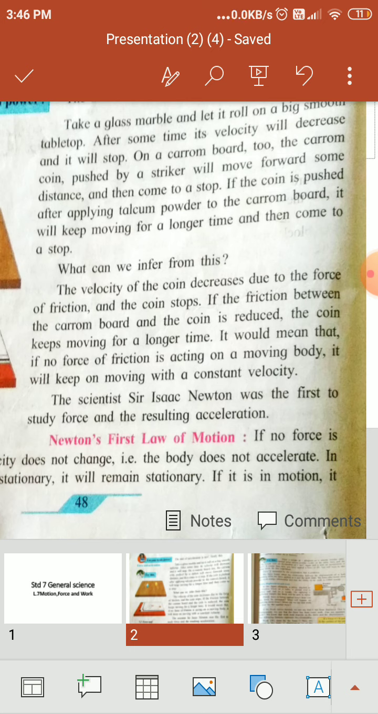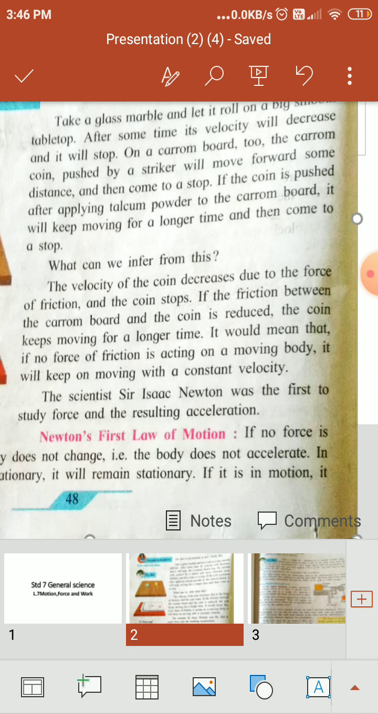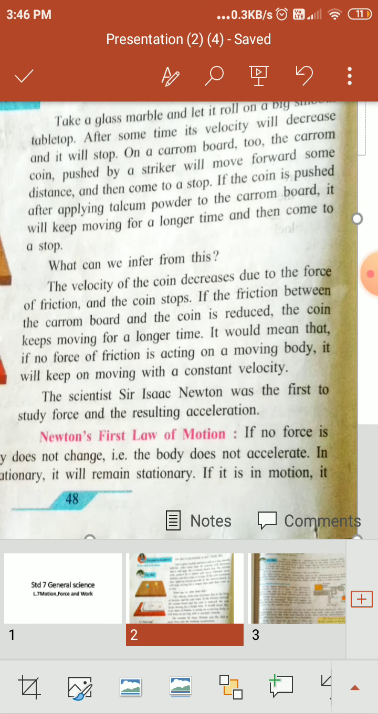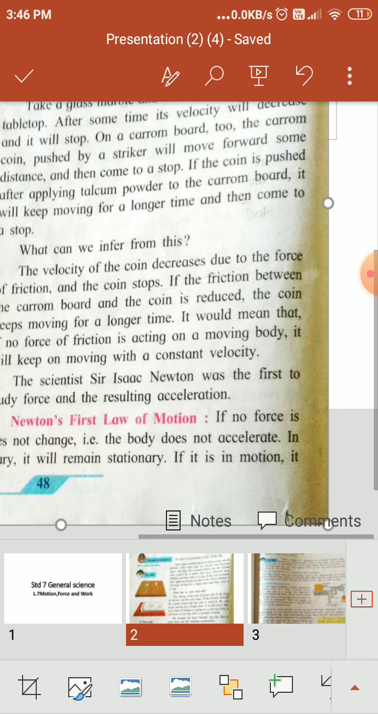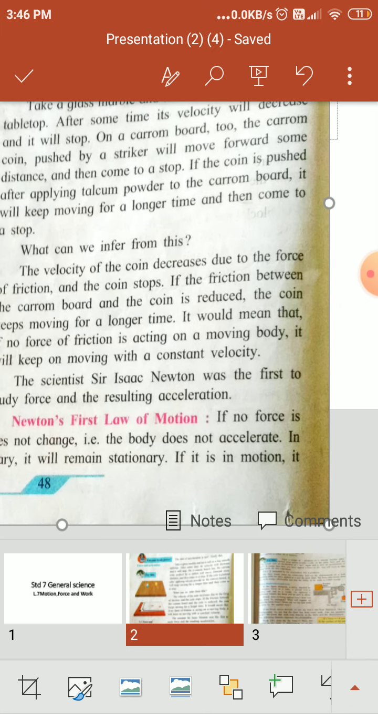Scientist Sir Isaac Newton was the first to study force and the resulting acceleration, and he gave the conclusion known as Newton's first law of motion. What is Newton's first law of motion? If no force is acting on a body, its velocity will not change. The body will not show acceleration. If a body is in a stationary position, it will remain stationary. If it is in motion, it will continue moving with the same velocity and in the same direction. This is Newton's first law of motion.